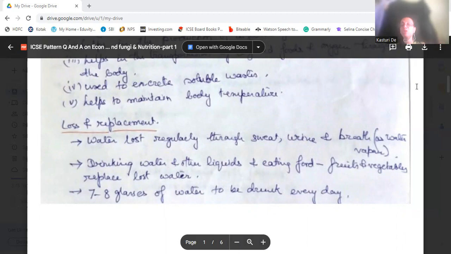Then it is replaced when we drink water and other liquids, or when we eat food like rice, fruits and vegetables. This lost water is replaced. And also, we have to take 7 to 8 glasses of water every day. So that also replaces a lot of the water which is lost through sweat, urine, and breath.